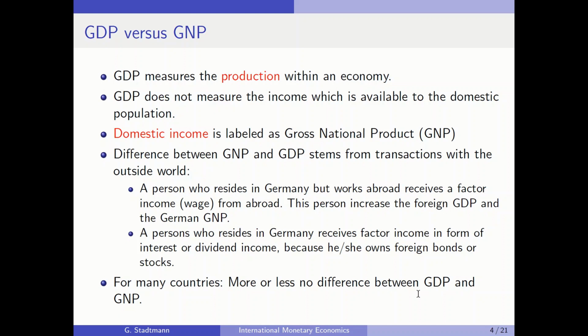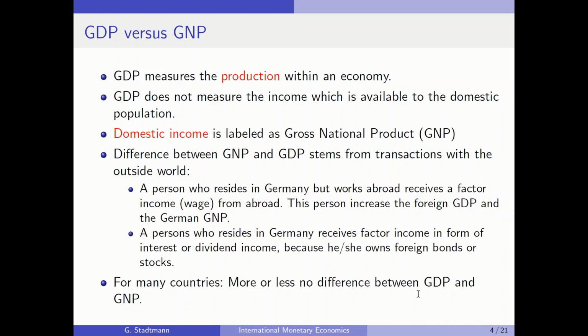Furthermore, it might be the case that there's a person living in Germany and he has saved some money in form of stocks or bonds, and therefore this person is receiving factor income in form of interest or dividend, and therefore it will be the case that the German GNP increases, the German income increases, in case that this person receives interest and dividend from abroad.